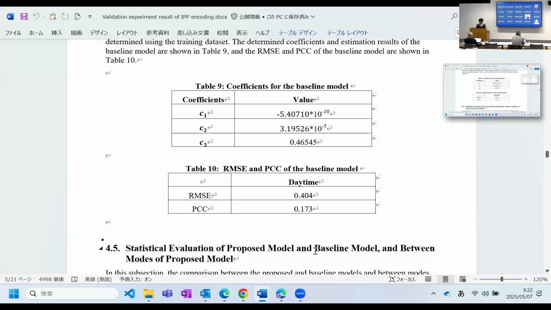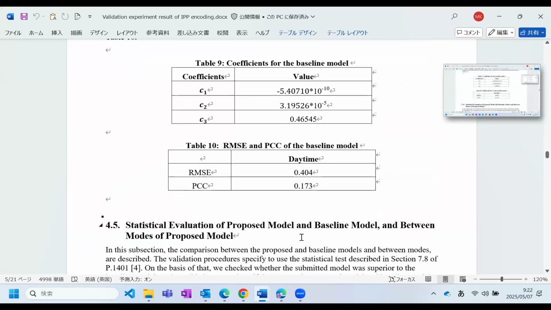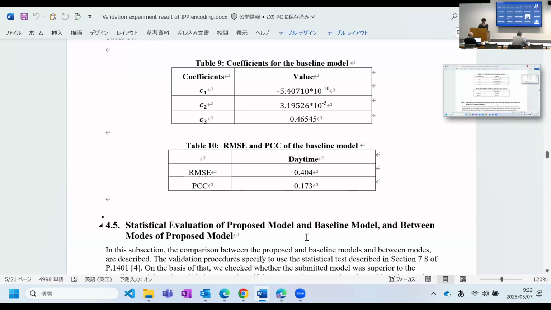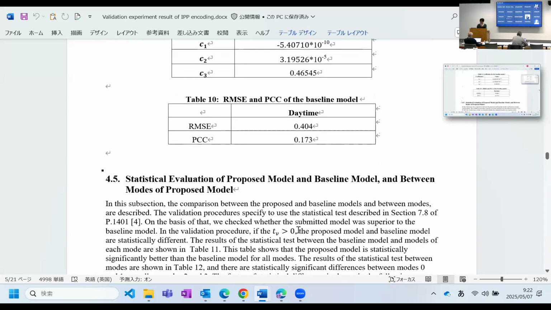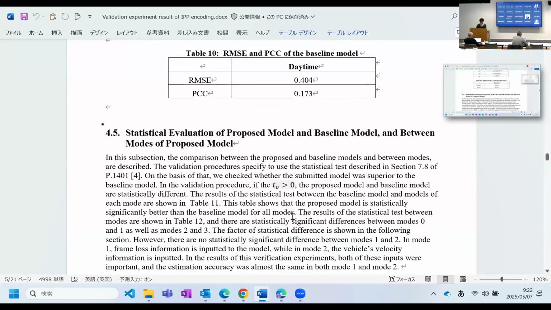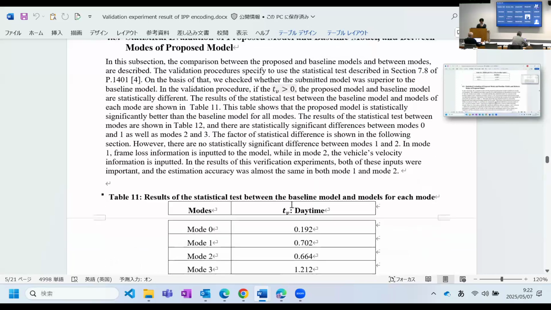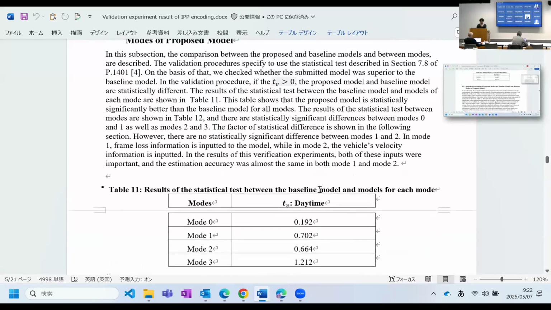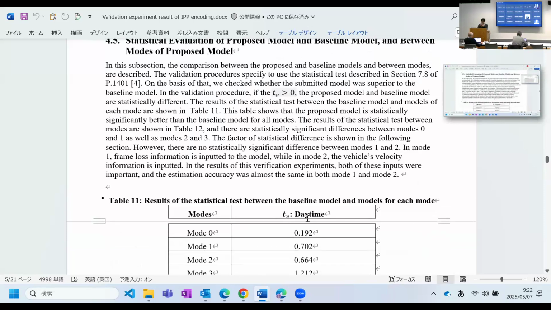Then we conducted a statistical evaluation of the proposed model and baseline model. Also, we conducted a statistical evaluation between modes of the proposed model. The statistical test in table 11 shows the test between the baseline model and the model for each mode.